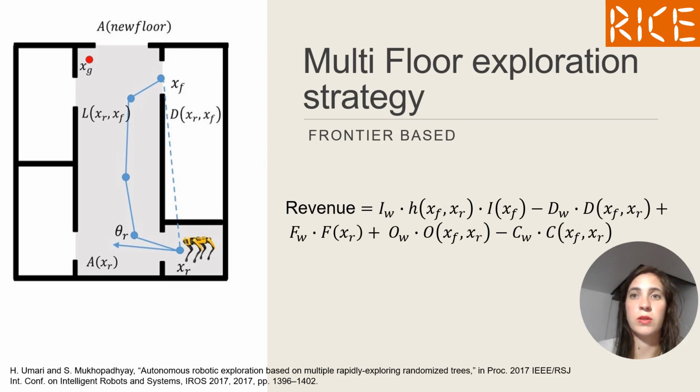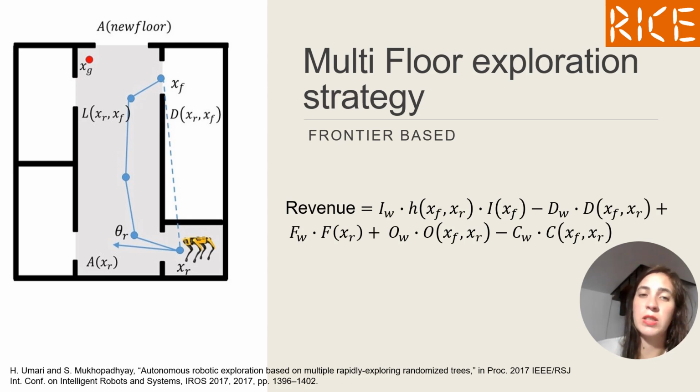The robot should start exploring the environment that in general will be on multiple floors. The exploration algorithm is based on the work described in the paper Autonomous Robotic Exploration based on Multiple Rapidly Exploring Randomized Trees. The exploration algorithm is frontier-based. Frontiers are areas of space between known and unknown space. The robot should move towards those areas to gather as much information as possible.